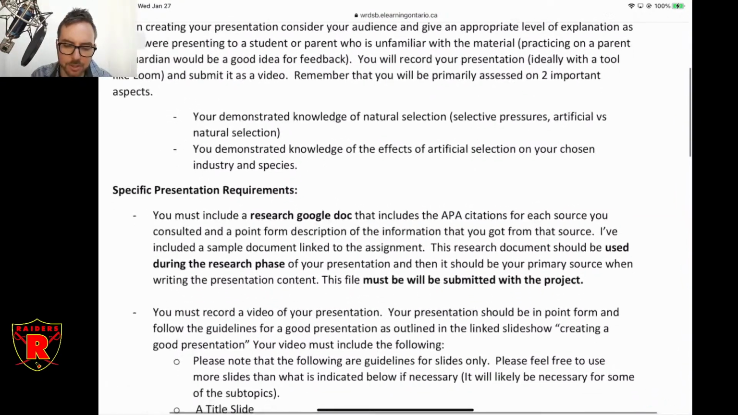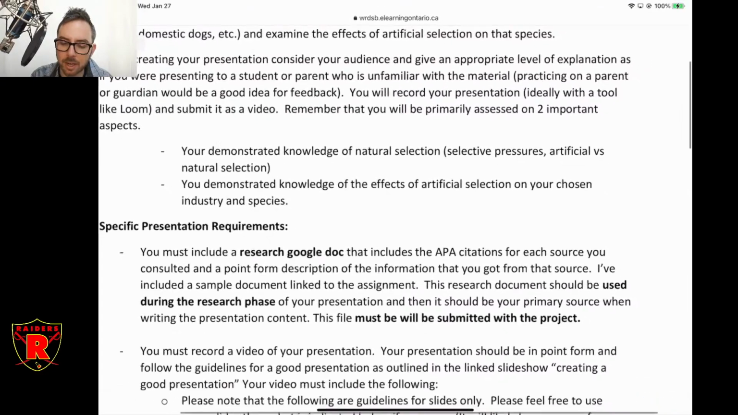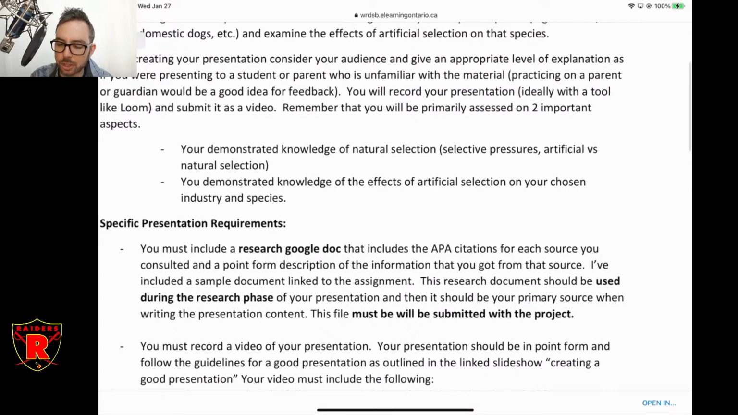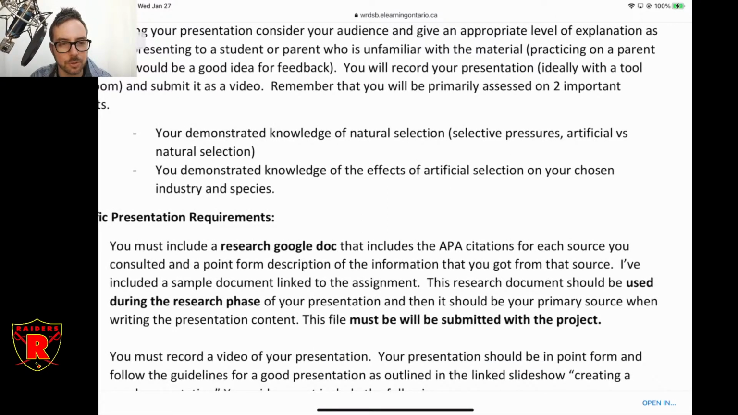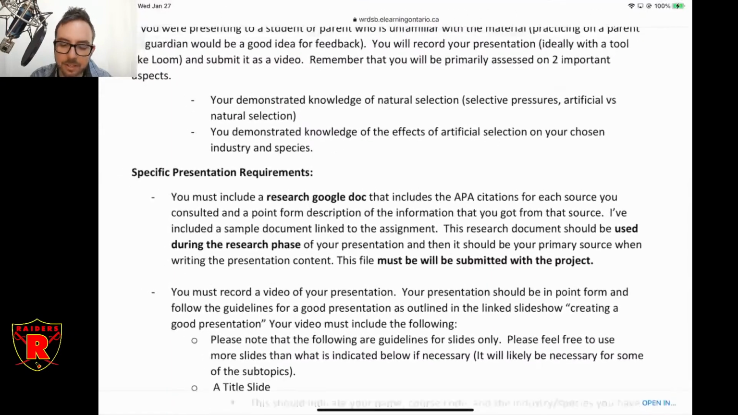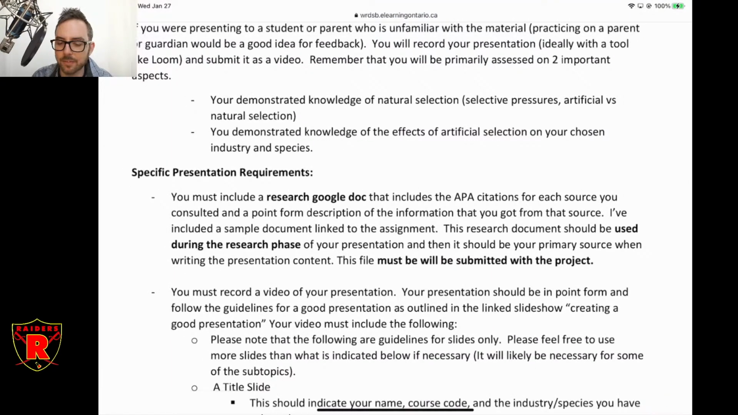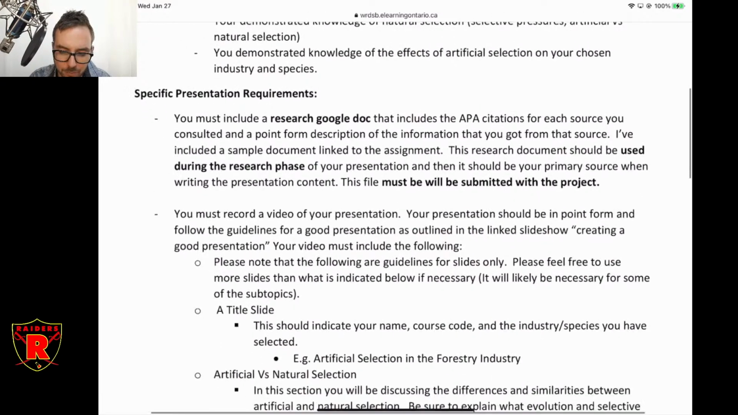Okay, so the purpose of this presentation is you're going to demonstrate your knowledge of natural selection, because you're going to talk about this idea of selective pressures. What's the difference between artificial and natural selection? I just mentioned it here, but you can talk about it in more detail. And you're going to demonstrate your knowledge of the effects of artificial selection on whatever chosen species. That's the basic idea of what you're trying to show me.